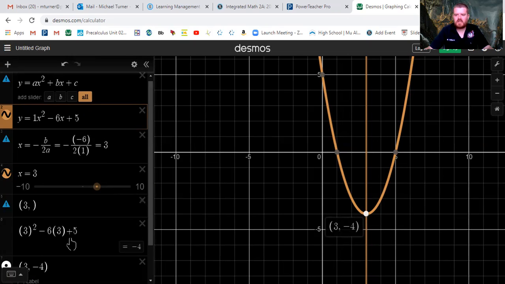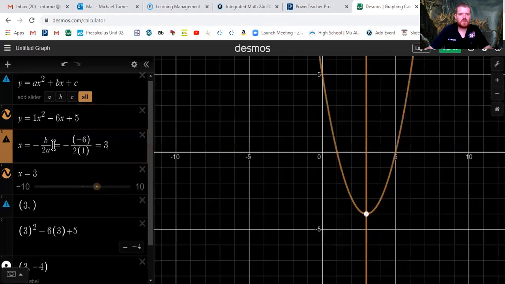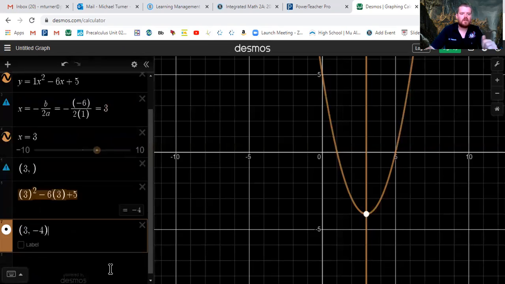So those are the 3 things I'm asking you to do in this section. One is graph using Desmos and identify the key features. Point 2 is to identify the axis of symmetry using this formula here. And point 3, tell me the vertex, which is also using the axis of symmetry formula. And then whatever we get for x, we're plugging in for y to solve.